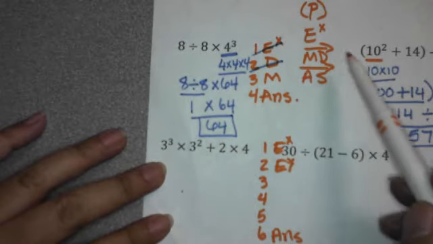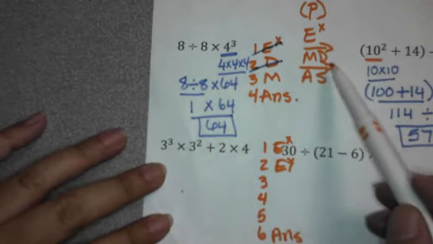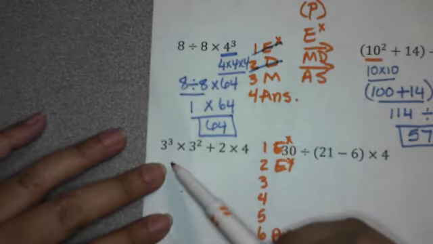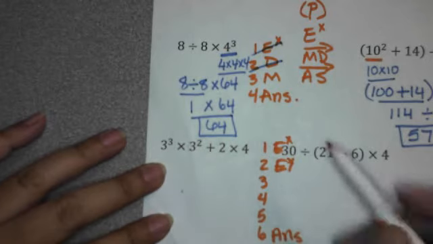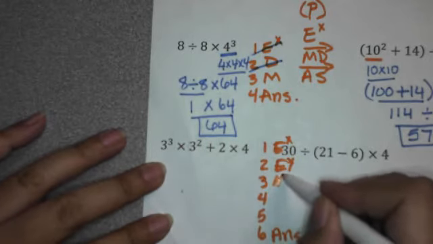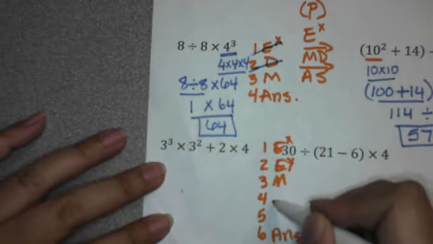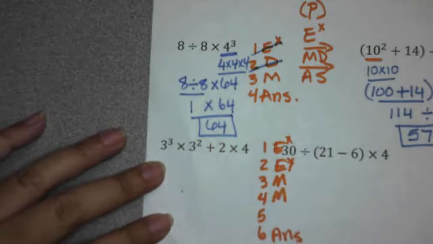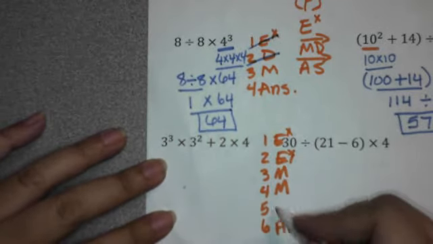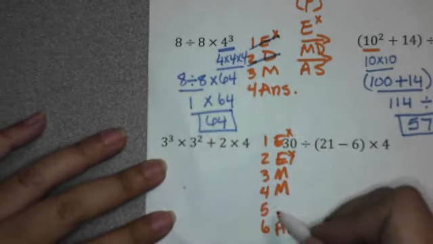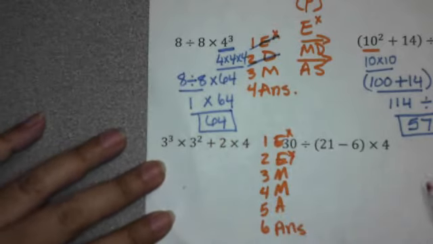Is there any multiply or divide? We have to multiply, and we are also going to go from left to right. So step 3 is multiply the left one. Step 4 is multiply the right one. And then the very last step is your addition.